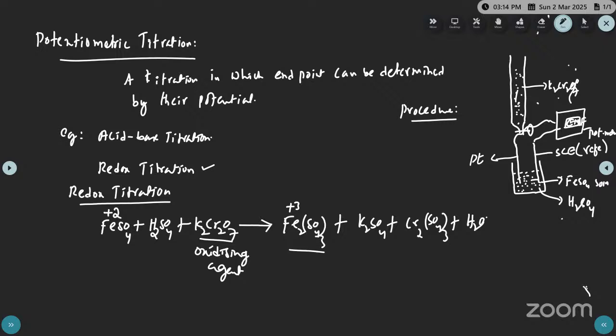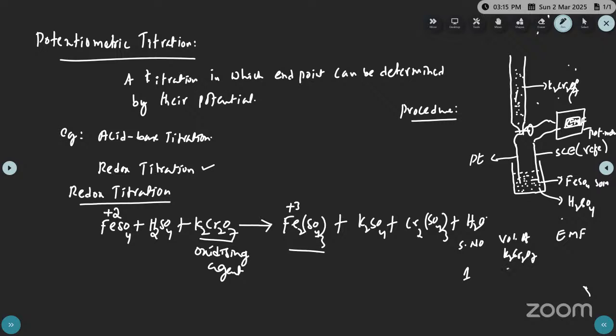For example, here the table comes like this: serial number, and here volume of potassium dichromate K2Cr2O7, and here EMF. Right? First serial number 1. First, we have to find the EMF of the FeSO4 solution. Before adding the potassium dichromate, we have to note down the EMF of the FeSO4 solution.